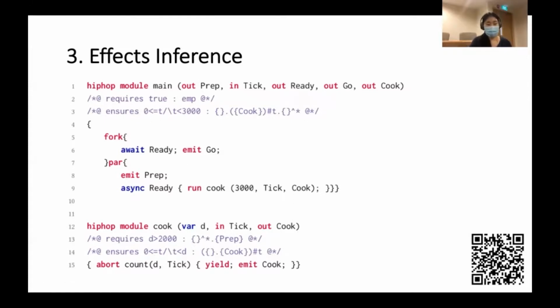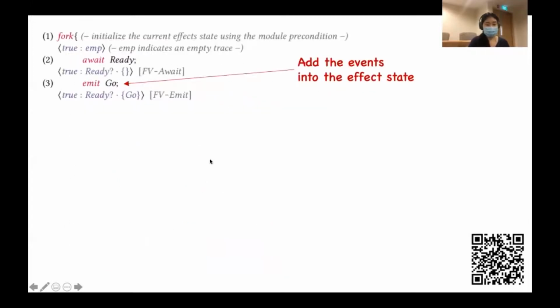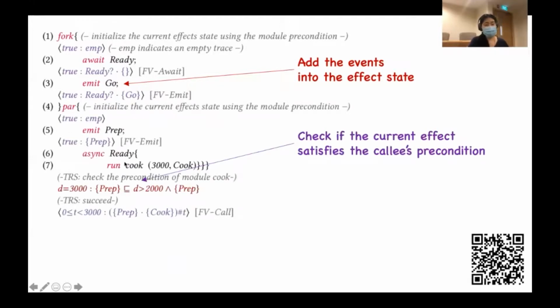Right. So next, we will go through the effects inference process of this function main. From the first branch, we use these angle brackets to represent the program states. So we initialize the program states using the precondition of the program. Here, the first thread starts from true and an empty trace. Then when we wait for a signal, we add the waiting signal into the trace. And if we emit some signal, we just add the event into the current time instance, like here. Next, from the second thread, it's the same: for emit, we add it into the time instance.